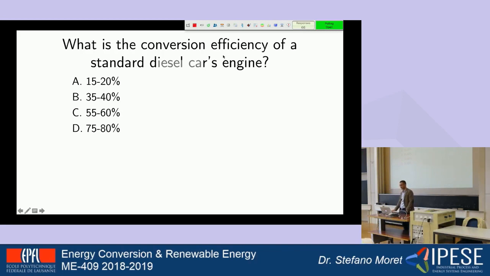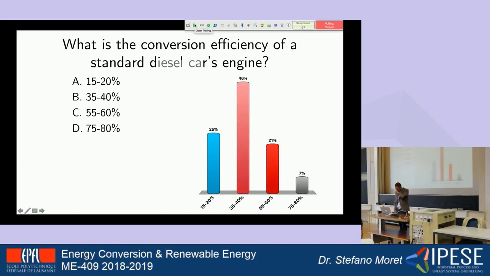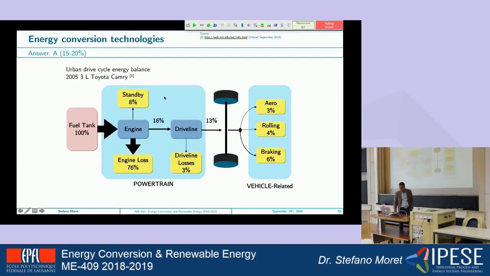Okay, so let's close the poll. Oh, okay, so finally you are wrong. So an engine of a car is on average 16–20% efficient. So the fuel you put in your car is mostly used to produce heat and to heat the atmosphere. It is not used in a conventional car to move the car.